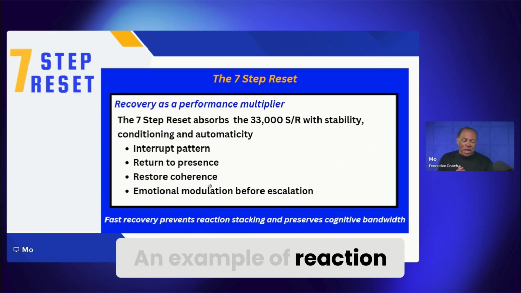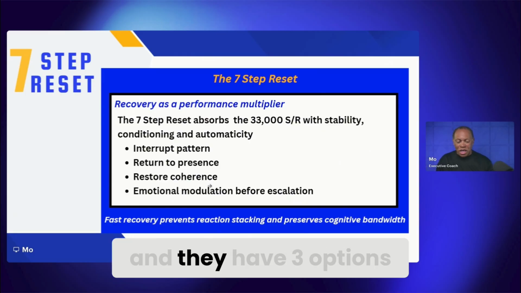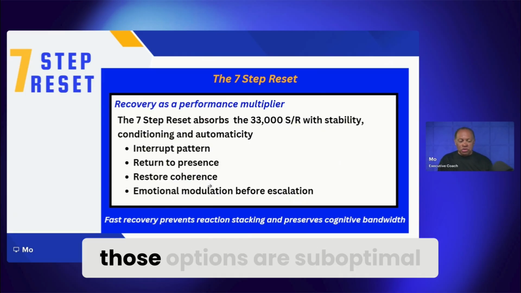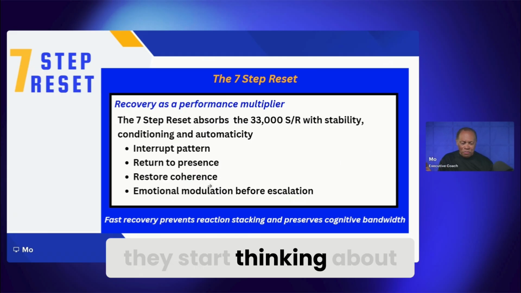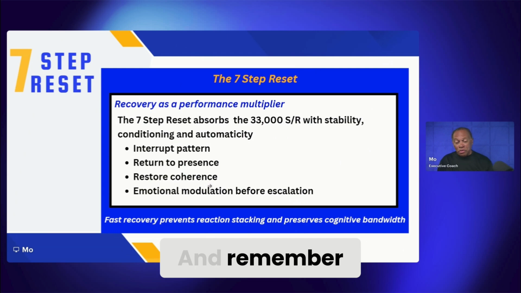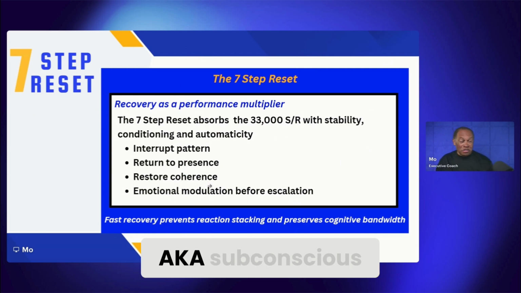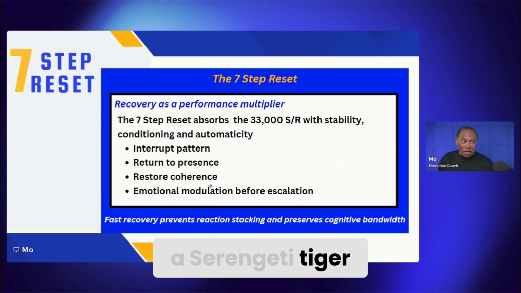An example of reaction stacking: suppose a person is faced with a crisis and they have 3 options, and all 3 of those options are suboptimal. They don't like any one of them. And they start thinking about what's going to happen on the first option, and they don't like it, and remember, the network of neurons, aka subconscious, doesn't understand, and it thinks of everything as a Serengeti tiger.